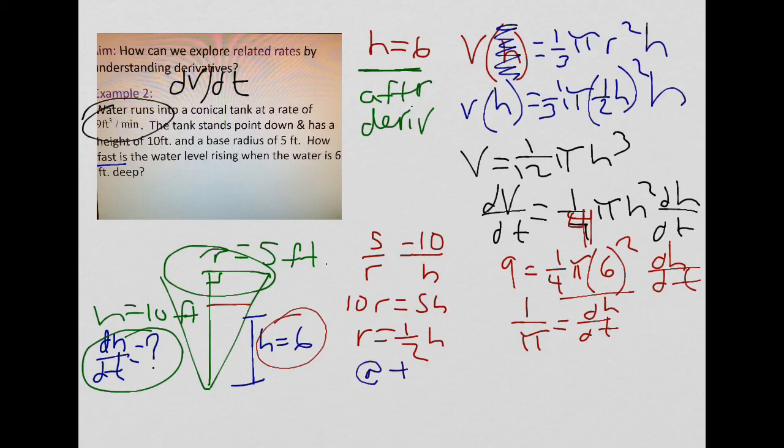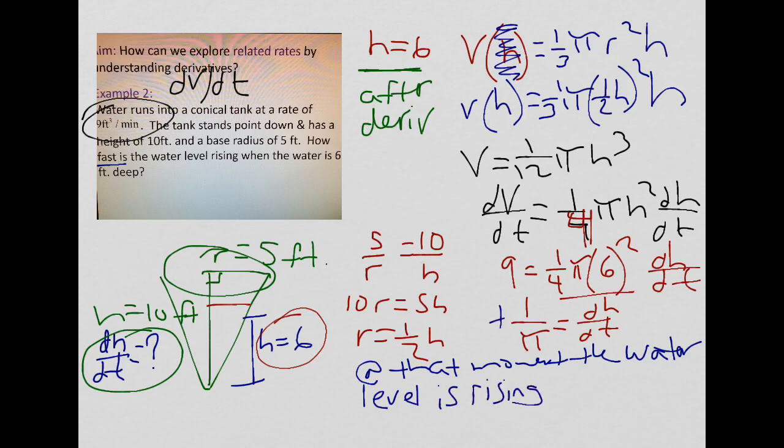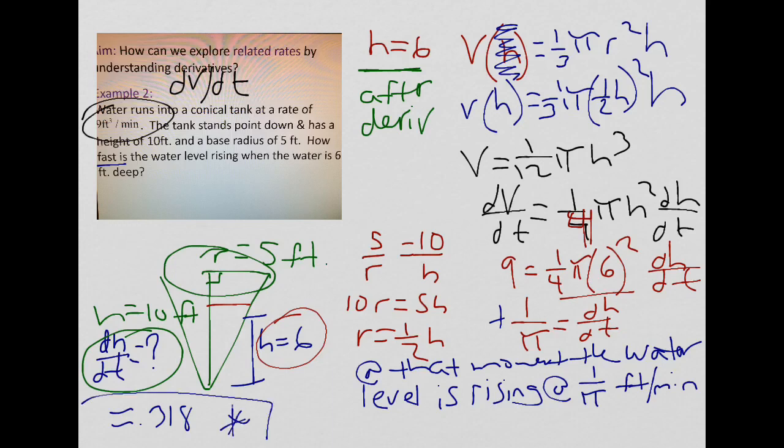So at that moment, the water level is rising, because we got a positive answer of 1 over pi, and this should be in feet per minute. And if you had a calculator, this comes out to approximately 0.318, but that's just a side note. You didn't need the calculator for this one. Good luck.